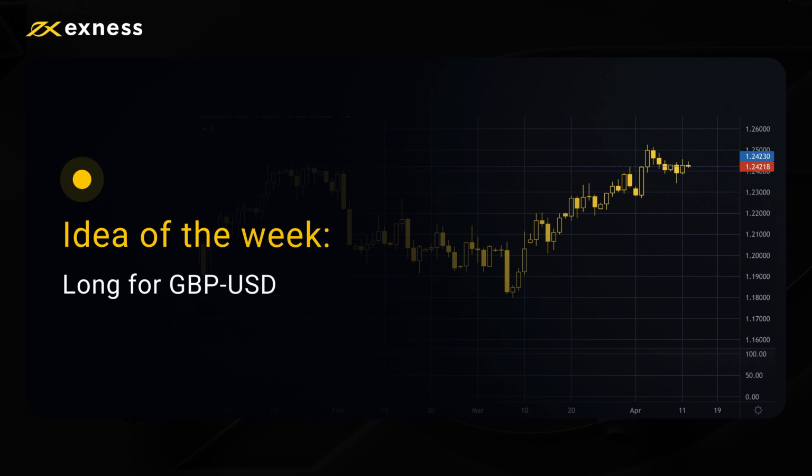What's the idea for a potential position, Andreas, over the next few days? So my attention for this week is on the cable chart, the GBP/USD, for a long position after some possible minor retracement around the 1.2350 price area, with a potential target around 1.2550 or 1.26.